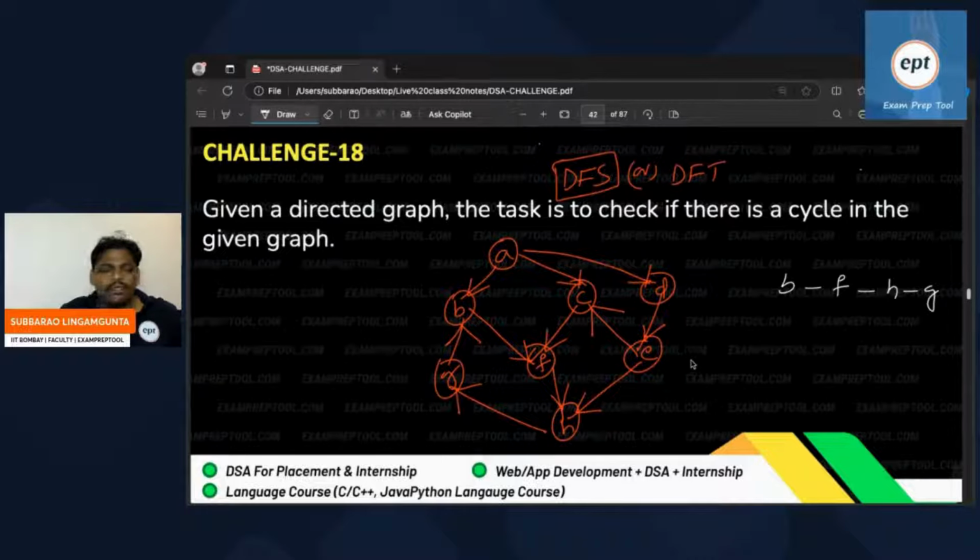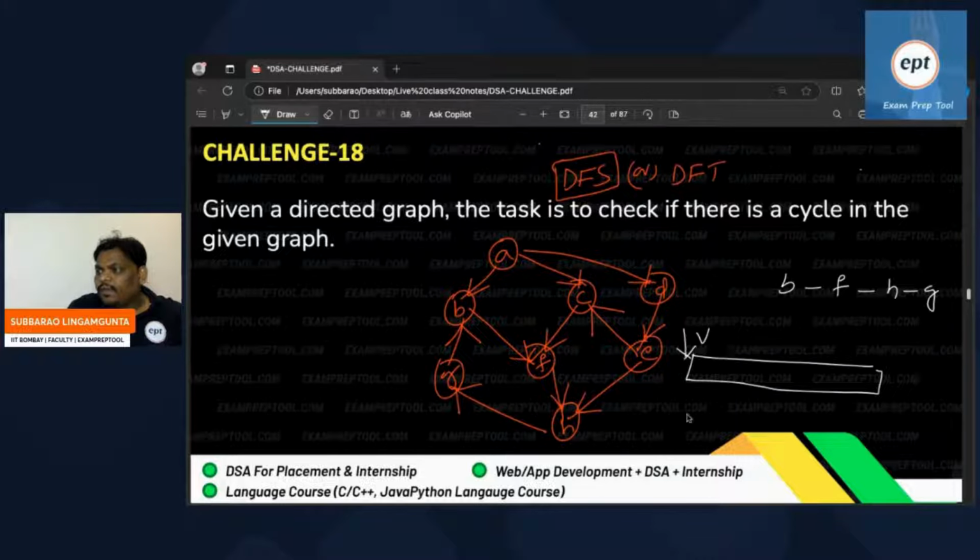You have to manage two arrays. This is one array, called the visited array. There is one more array, the stack array. Different languages use different names, but all are similar. Some people are asking, sir, what is the size of this array? Let's check how many elements there are: 4 plus 4, so 8 elements. Take one array with 8 slots.